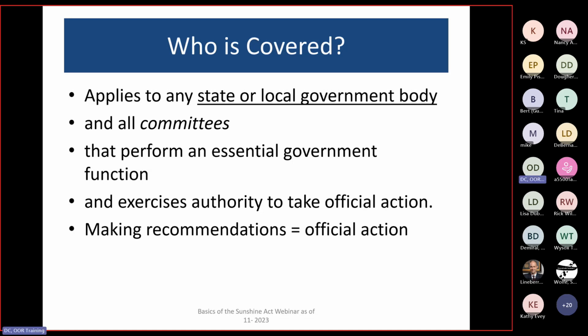Now, let me address a common misunderstanding here. And that would be that in order for a committee to be subject to the Sunshine Act, there needs to be a quorum of elected officials. And that is simply not accurate. You're not going to find that anywhere in the Sunshine Act. You can have a committee that has no elected officials on it. And if it is performing an essential government function and exercising authority to take official action, it could be subject to the Sunshine Act with, like I said, no public officials involved at all. What's needed would be a quorum of committee members, because you need a quorum to conduct any form of business, okay? But you do not need to have public officials on a committee in order for it to be subject to the Sunshine Act, okay? Just so we have that made clear.